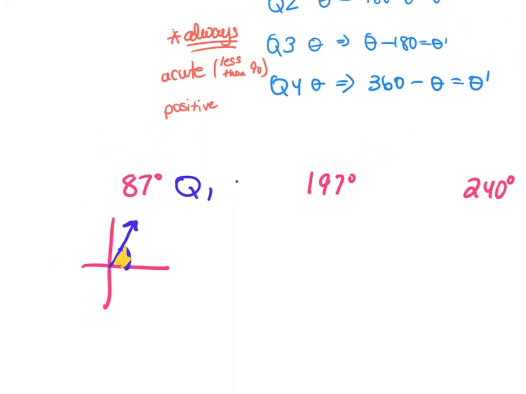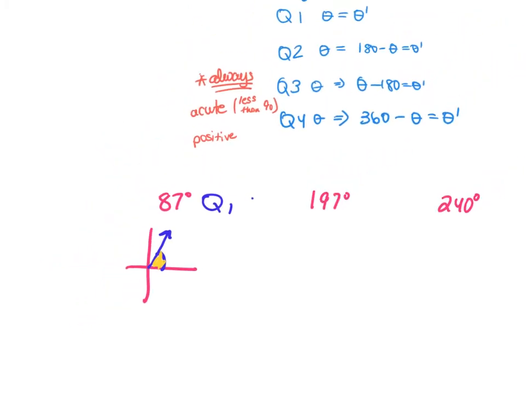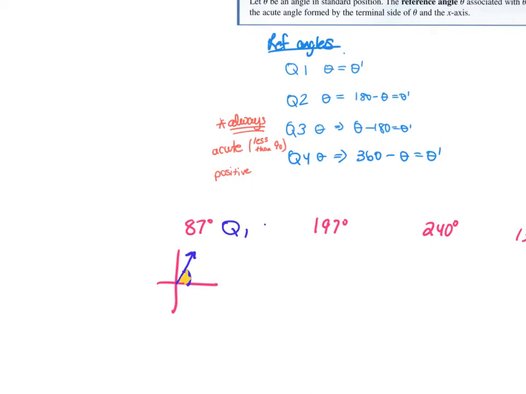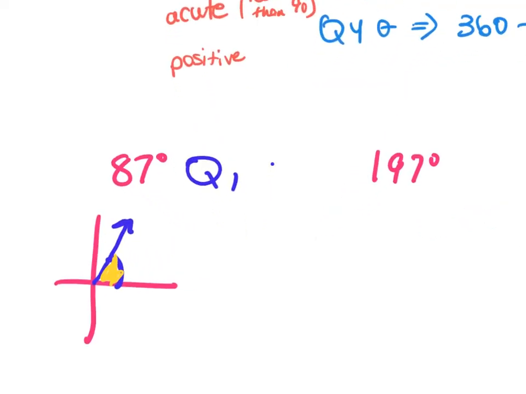Quadrant 1, what is the rule for quadrant 1 that I told you? It's always acute, it's always positive, but what's the rule? What did you guys write? Reference angle equals theta. So the angle they give you equals the reference angle. Anything in quadrant 1, the reference angle is whatever the angle given is, because the reference angle always has to be acute and positive. Is 87 acute? Yes. Is it positive? Yes. You're good to go.